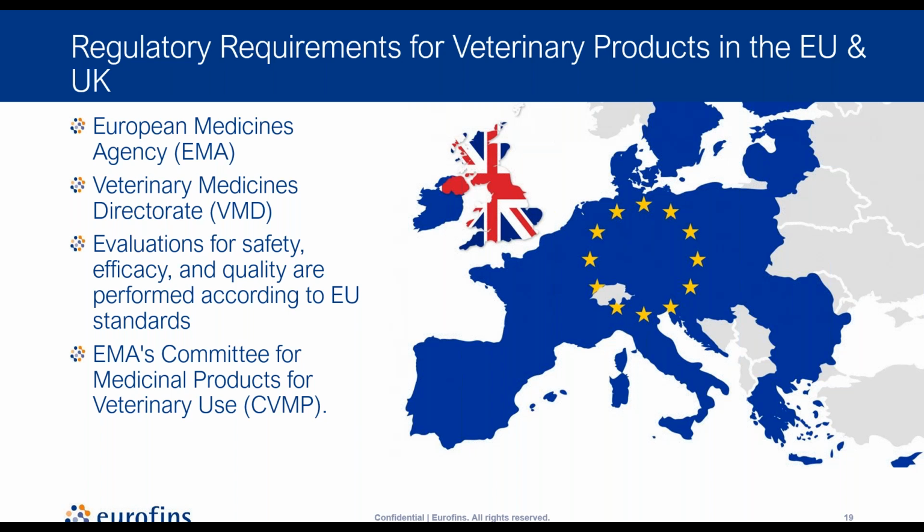The Veterinary Medicines Directorate is an executive agency of the Department for Environment, Food and Rural Affairs, seeking to protect public health, animal health, and the environment by promoting animal welfare by assuring safety, quality, and efficacy of veterinary medicines in the United Kingdom. So we have the EMA in the EU and the VMD in the United Kingdom.